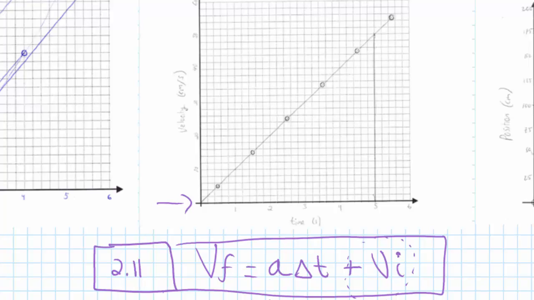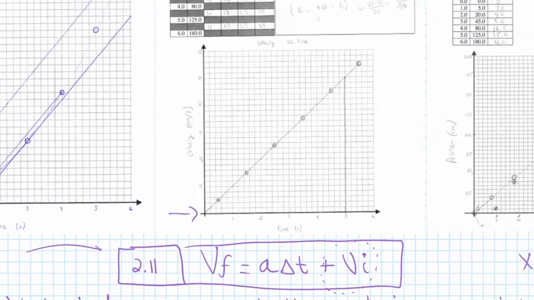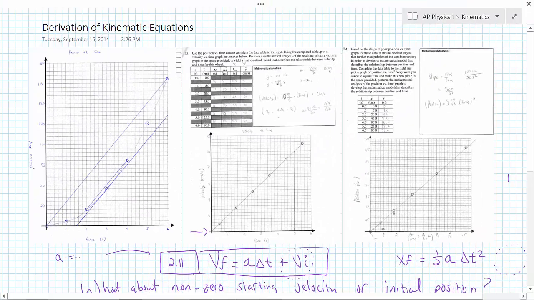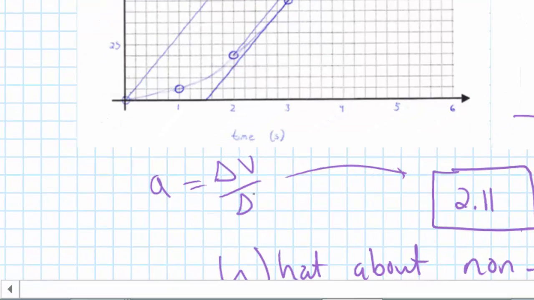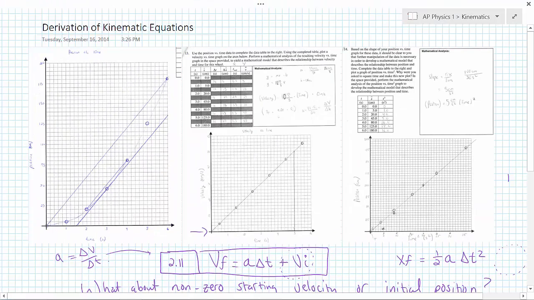Now, in this case, it was 0, so that term dropped away. But if you look back in the book, you'll see equation 2.11. There's our equation to find the final velocity of an object if we know the acceleration and the initial velocity and then the time it's been moving. That equation is just our definition of acceleration. If I rearrange it, I could get to that equation as well.